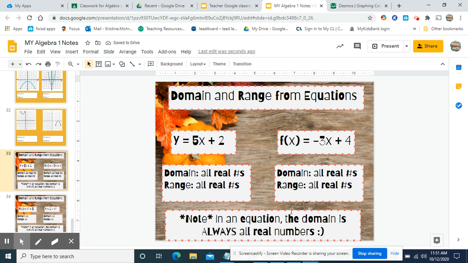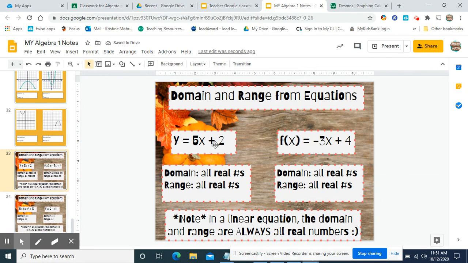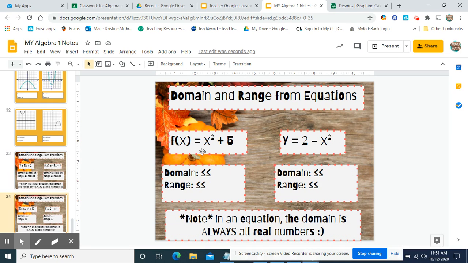Guys, on linear equations, that's what I should say here. In a linear equation, domain and range are always all real numbers. If they give you just the equation, for instance, either one of these, it's always going to be all real numbers. But if we look at these, we notice we have an x squared. These are not linear equations, so they are not all going to be all real numbers.